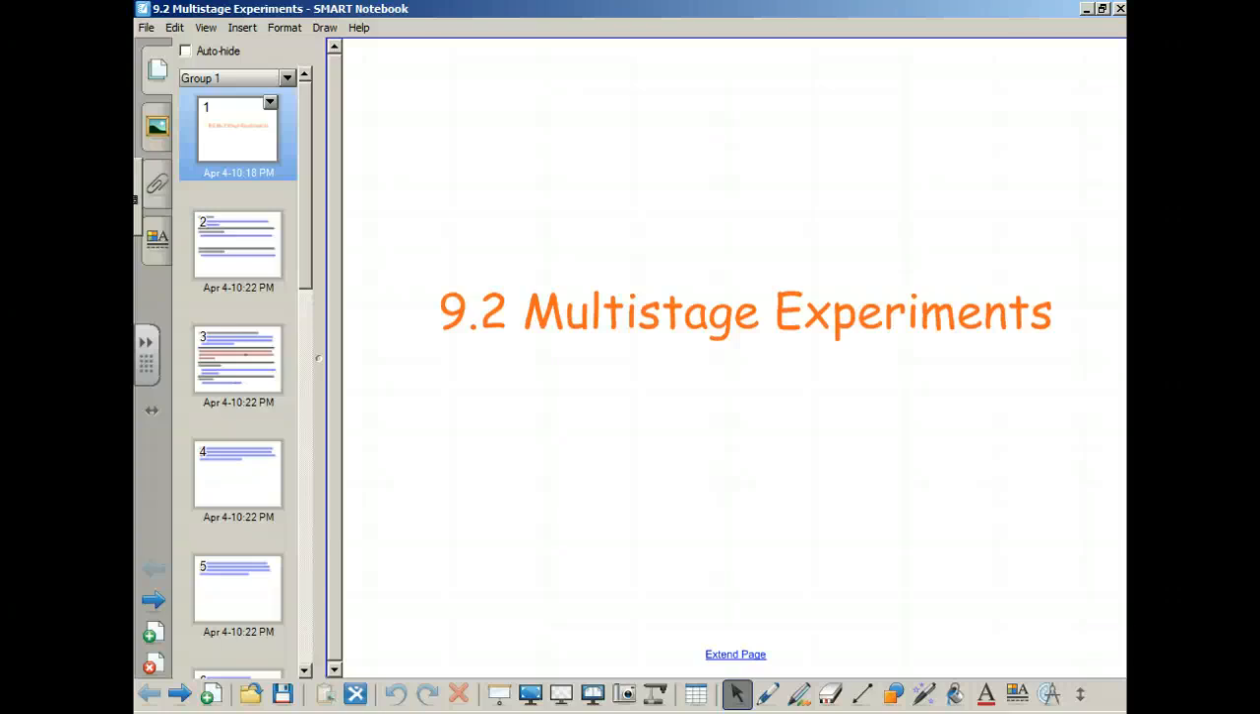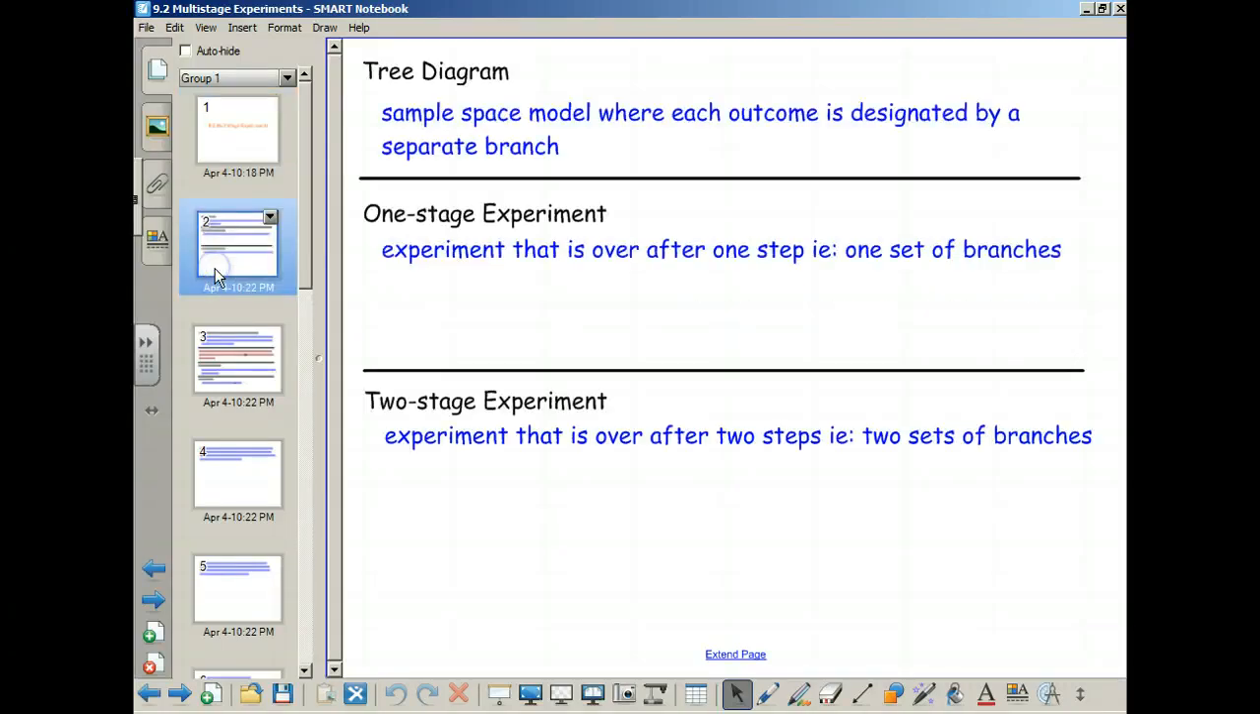All right, so we're going to talk about multi-stage experiments today, and the first thing that we're going to go back and make mention of is something that you may have seen in the first section, but I didn't bring it up because you weren't specifically asked to do it in any problem set, and that's the idea of a tree diagram. So a tree diagram is a model for a sample space where each outcome is designated by a separate branch. And the easiest way for me to describe that is in terms of the kinds of experiments we were working with last time.